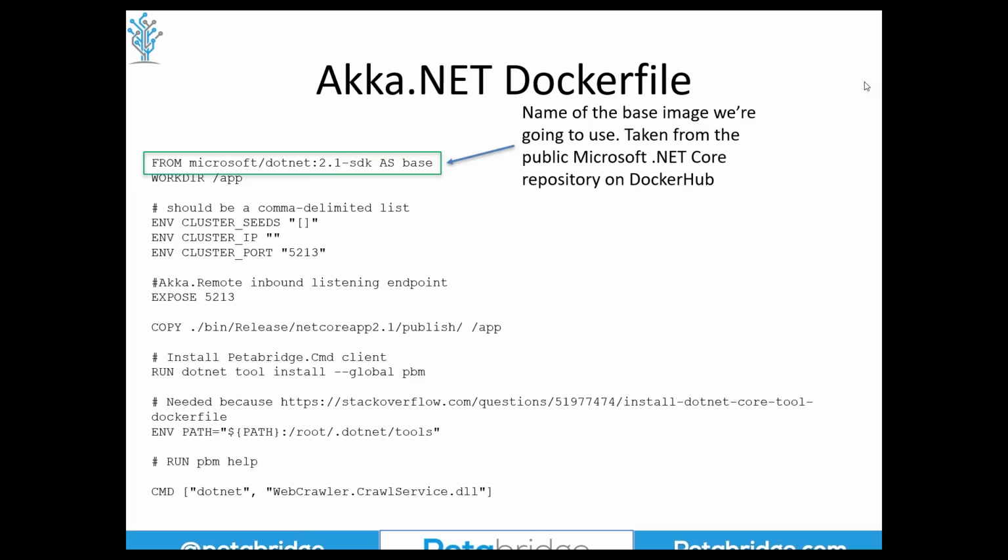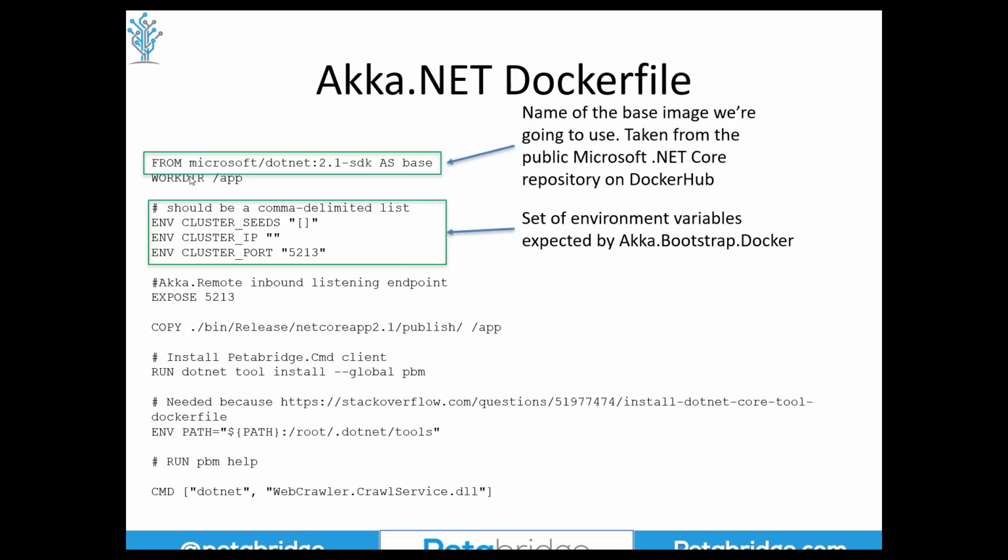The most important part is actually this bit at the top, from Microsoft/.NET 2.1-SDK. This is a Docker image produced by Microsoft, pushed up to DockerHub, that gives us access to the .NET Core 2.1 build environment. That's going to be useful because we actually need to be able to access the .NET tool instruction a little bit later inside this Docker image. So that's why we want to use the .NET SDK. If you don't need access to the SDK, you can use the .NET Core 2.1 runtime image if you want, which is going to be considerably smaller in terms of its file size footprint. So you can do that too if you wish.